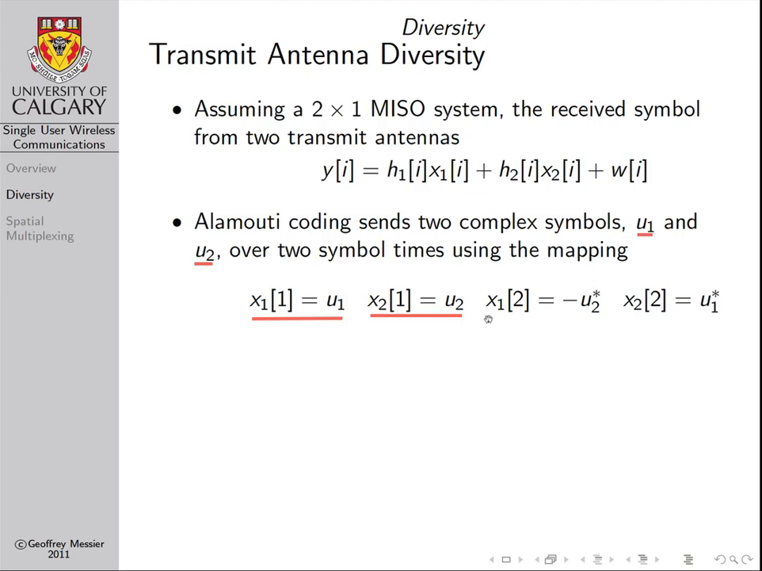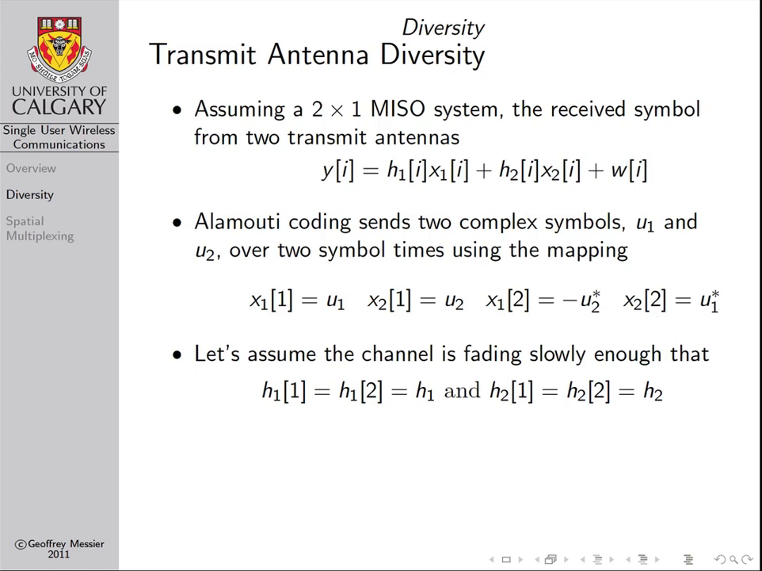However, in the second symbol interval, from the first antenna we transmit the negative conjugate of U2, and from the second antenna we transmit just the conjugate of U1. It's not at all obvious at this stage how this allows us to perform transmit diversity, so we need to go a little bit further with these equations.